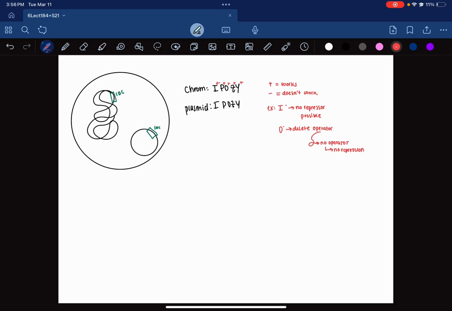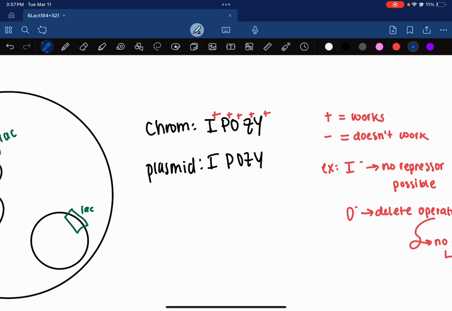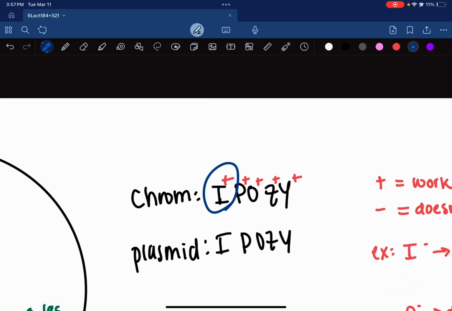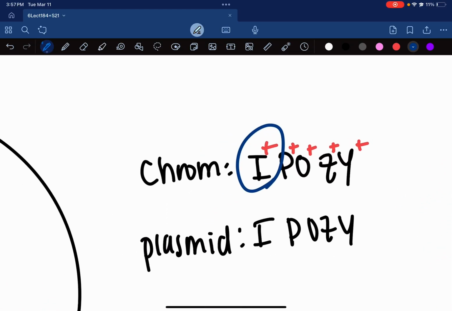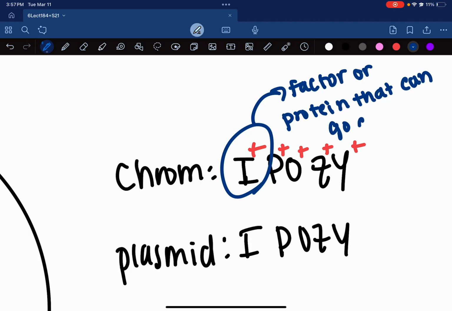So this is what we're going to call a factor or a protein that can go anywhere in a cell. If you remember back to what I was talking about, when a repressor is made, it can go wherever it wants. So it's not like on lockdown at all. Once it's in the cell, it can go where it wants. Now this operator can only talk to that promoter. That's what we're going to call the cis effect. In fact, let me put it on the next slide.